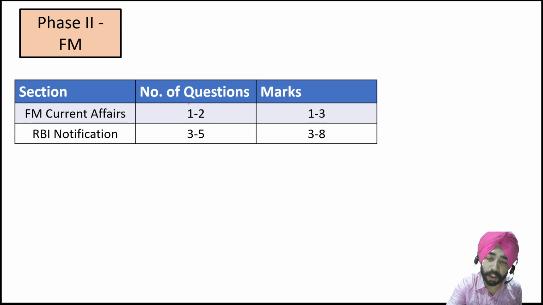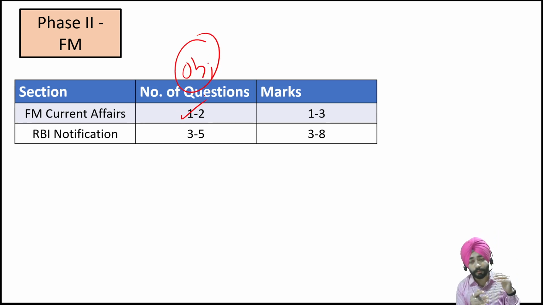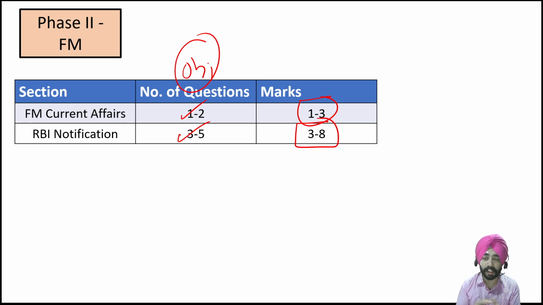So here if I talk about the objective paper, 1 to 2 questions can be seen from finance current affairs, which consist of 1 to 3 marks, and 3 to 5 questions can be seen from RBI notifications, which could be in the range of 3 to 8 marks. So this is the analysis that you need to remember from the perspective of the RBI Grade B examination that I have done for you.